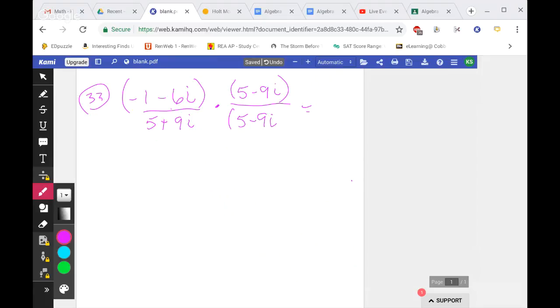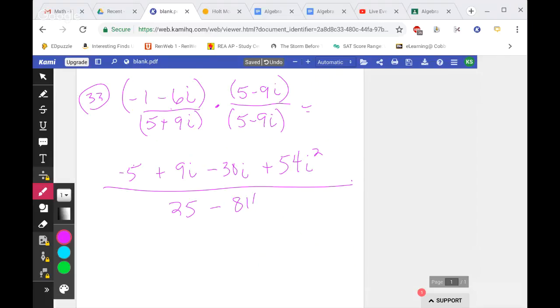So we've got first, which is going to be -5. And then we've got outside, which is -1 times a -9i, so that's going to be a positive 9i. And then inside, which is -6i times 5, so that's going to be a -30i. And then last, -6i times a -9i is 54i squared, all over 25 minus 81. And I'm just going to go ahead and convert my i squared to a -1. Is that okay with you all, or is that confusing? That's good.